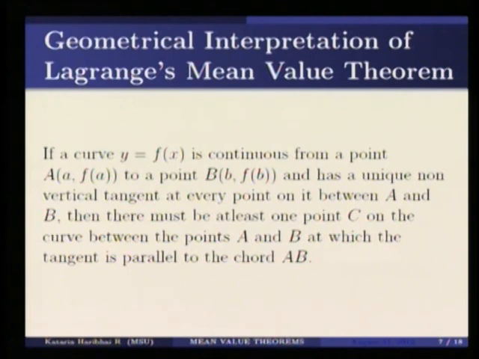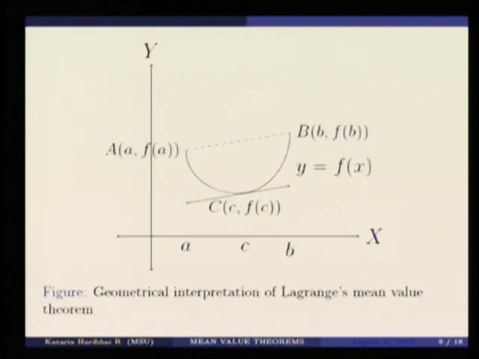Now, we will see the geometrical interpretation of Lagrange's mean value theorem. See, if we have a curve f x which is continuous from a point A f A to B f B and has a unique non vertical tangent at every point on it between A and B, then there must be at least one point C on the curve between the points A and B at which the tangent is parallel to the chord AB. That we can see in this figure, that we have a curve which is continuous on the closed interval AB, and the curve is having a tangent at every point on the open interval AB.